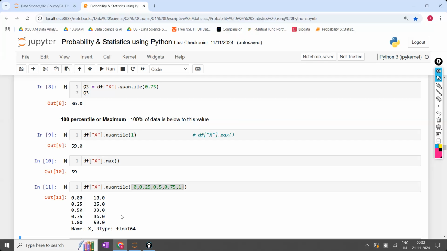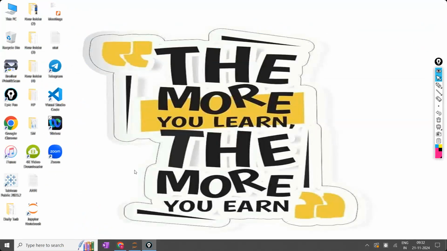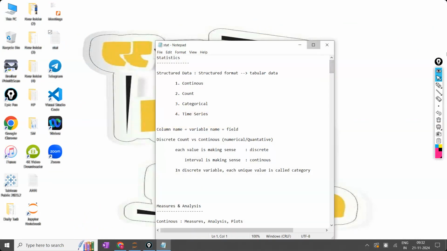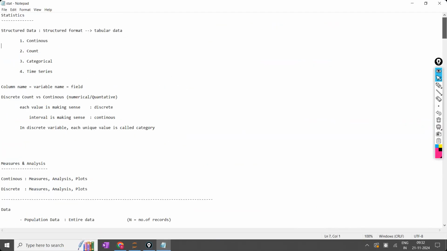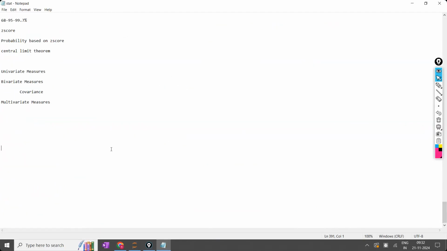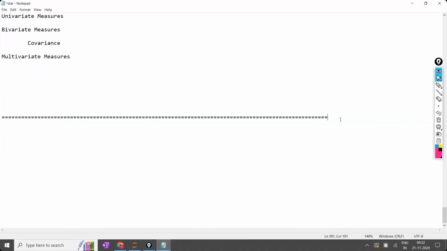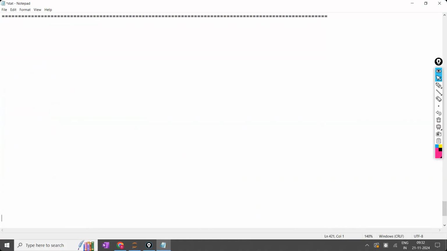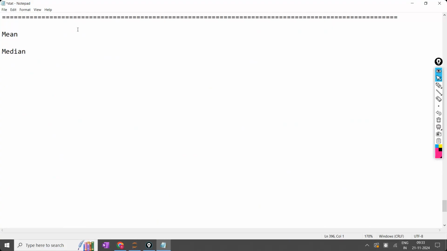Now, whatever things we have discussed till now, if I go back and see the different measures we have applied particularly for numerical data, I'm writing for the continuous variable, not for the discrete variable. For the continuous variable, we have calculated the mean. From there, we have calculated the median. Mode is applicable for the discrete variable. So these are the two that come from the measures of central tendency.